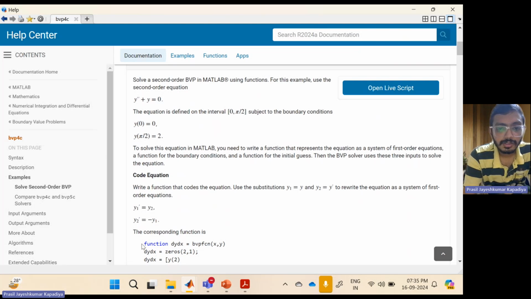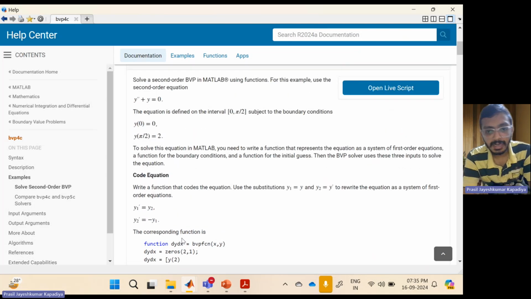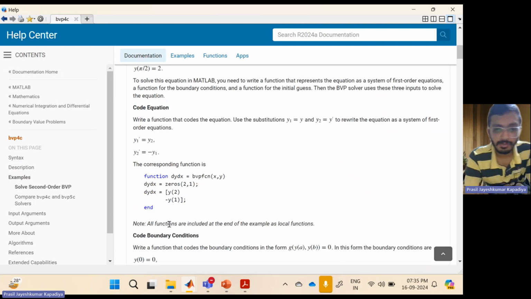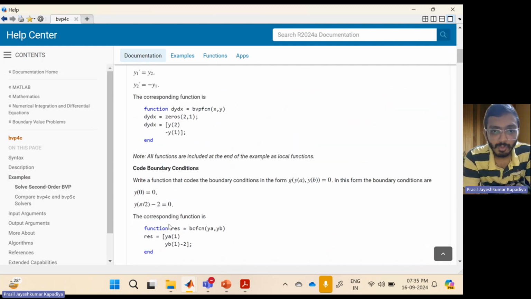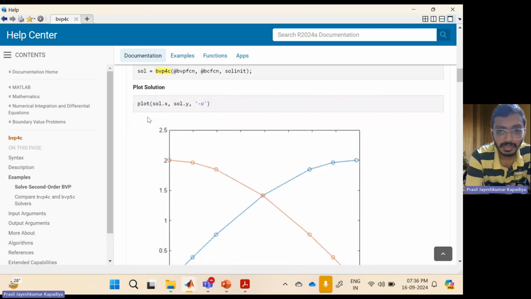If we write it here, the function dy dx is equal to bvp function x comma y, where we defined my first equation as y of 2, and the second as minus y of 1. This is how we can formulate our equation. Similarly for boundary conditions. What we did was convert our second order ordinary differential equation into a first order equation.